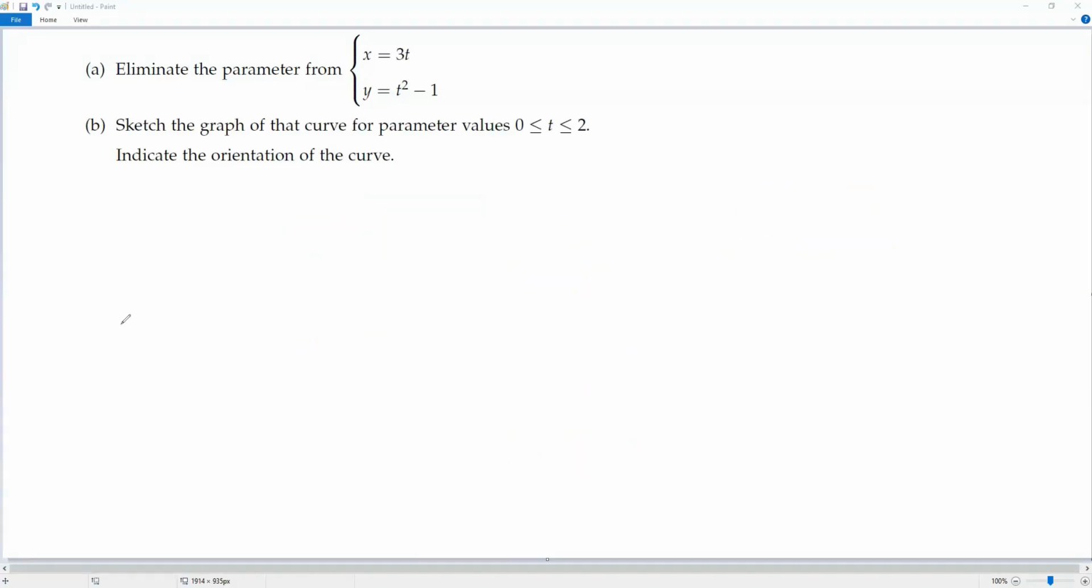Okay, now let's do the second part of the question. That is, we have to sketch the graph of the curve for parameter values 0 less than or equal to t less than or equal to 2. Here we have the values for the parameter t, that is from 0 to 2. So t can be equal to 0 or it has to be greater than 0. And t can take the utmost value 2 or it has to be less than 2 because t is less than or equal to 2. So we can take values from 0 to 2 for t.